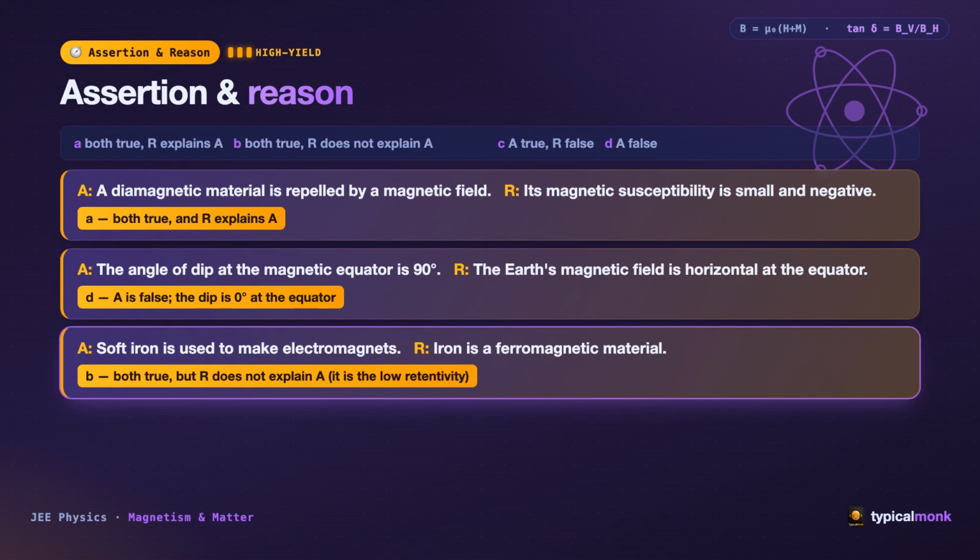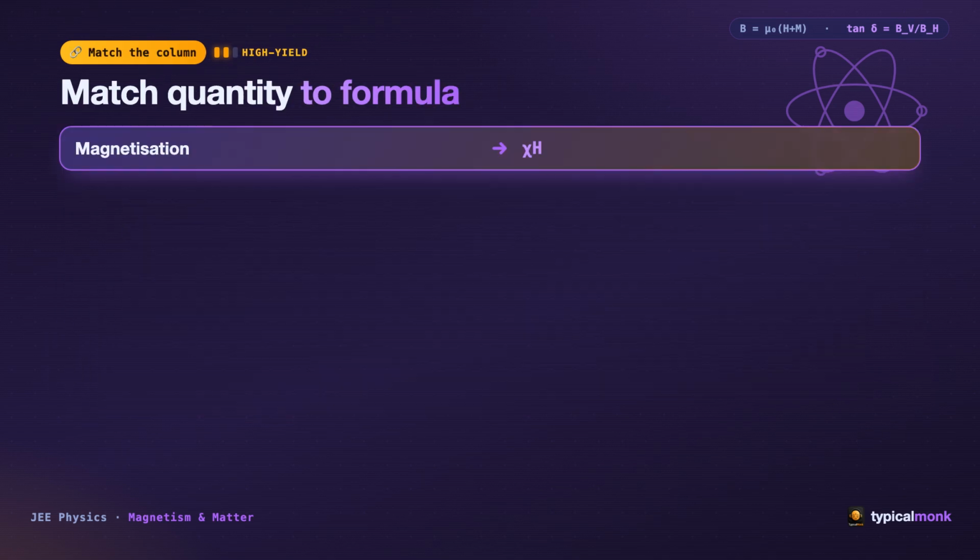Assertion: soft iron is used to make electromagnets. Reason: iron is a ferromagnetic material. Both are true. But soft iron is chosen for its low retentivity and low coercivity, not merely because it is ferromagnetic. So the reason does not explain the assertion. The answer is B. Now match each quantity to its formula.